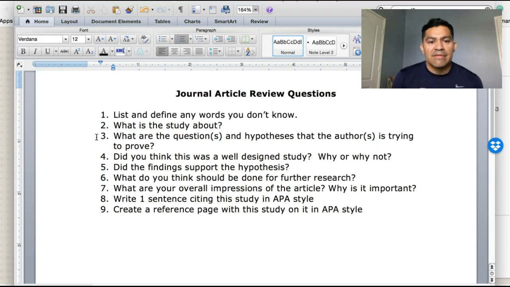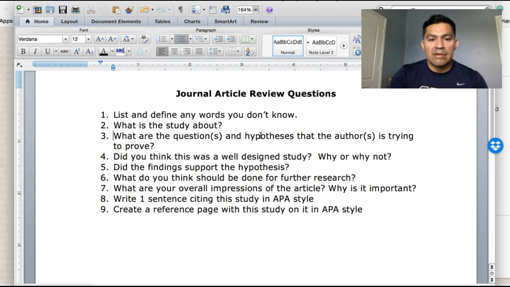And just to help you guys out a little bit here, I'll go through the major points of this. So for example, find any words you don't know. So anything that the first time you read it, you didn't really understand, look it up. If there's something that you look up and you can't even find anywhere, you can email me about it. The first major thing here, though, is what is the study about? And then also, what are the questions and hypotheses that the author is trying to prove?